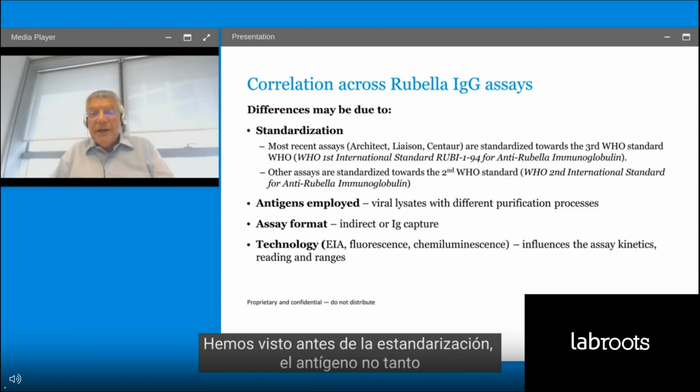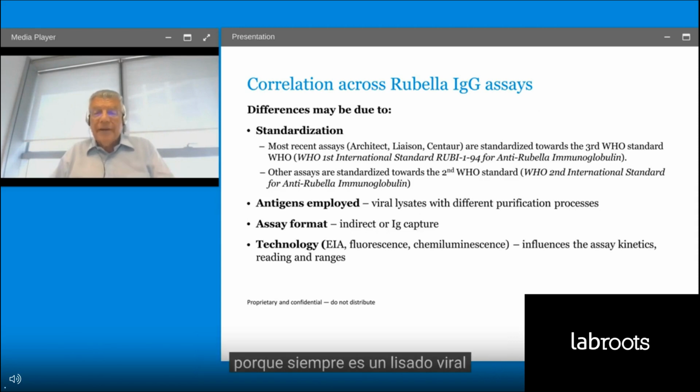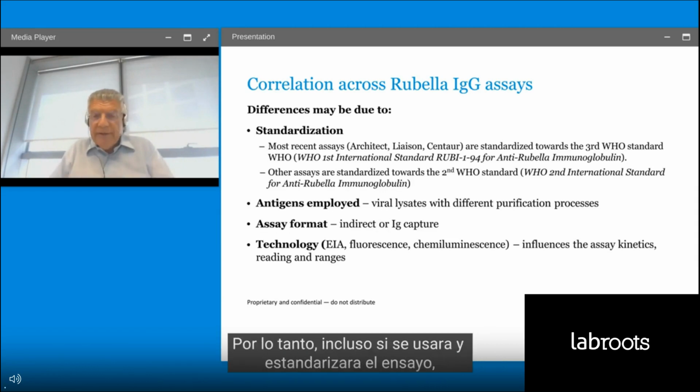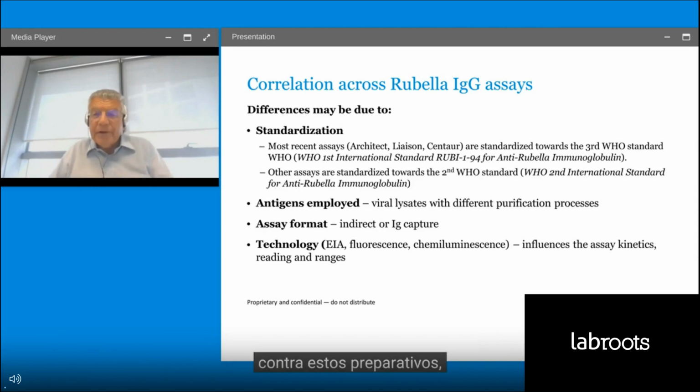Standardization, antigen not so much because it's always a viral lysate, but the purification processes may be different. The assay format and the technology. So this is a conundrum. We cannot solve that at the moment. So even if assays were used and standardized against this preparation, the results will still be different, and we need to consider that.